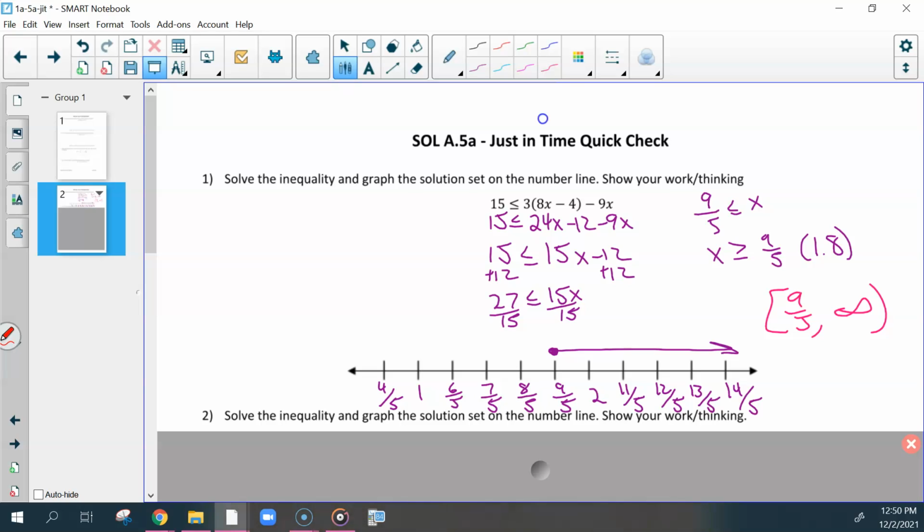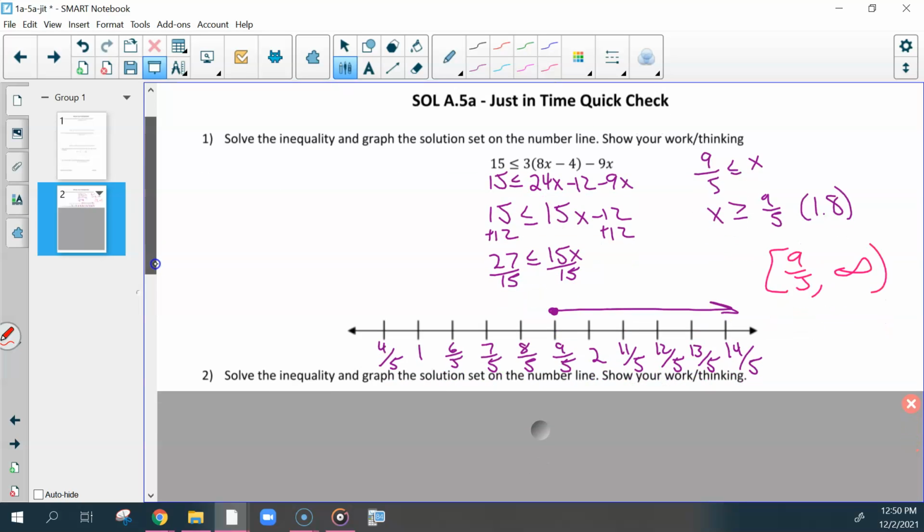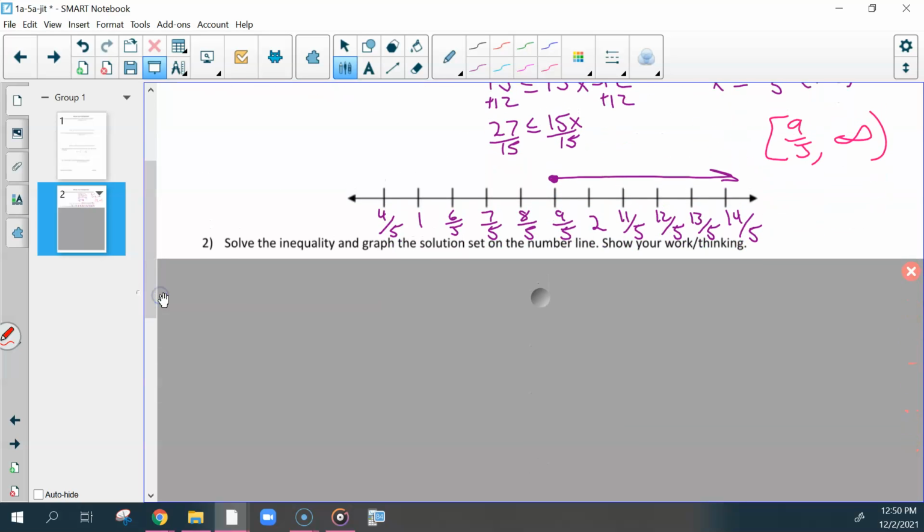Questions on that one? Superman. Yeah. Okay, it looks exactly the same. It's not the same way. I swear I changed it.